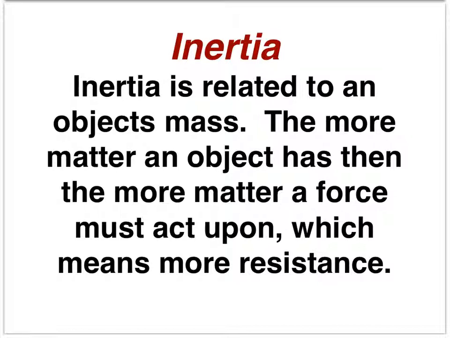A Prius doesn't have a lot of matter to it. You can push it by hand pretty easily. If it was going 1 mile an hour, you could get in front of it and stop it if it was in neutral pretty easily. So the amount of matter an object has is related to the amount of inertia or resistance it has.